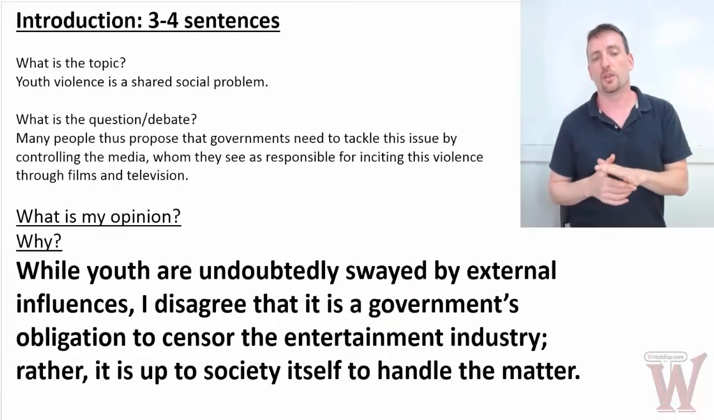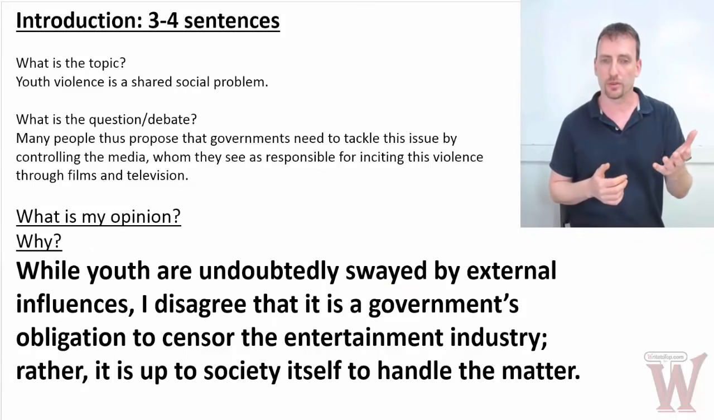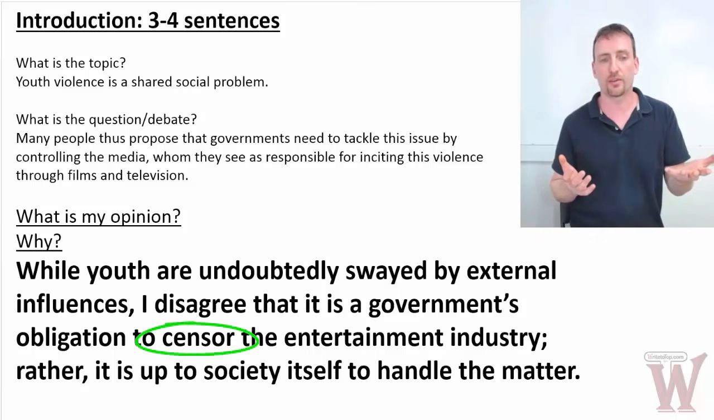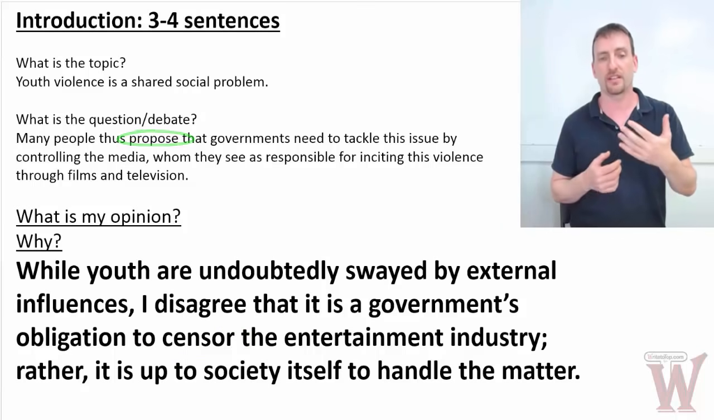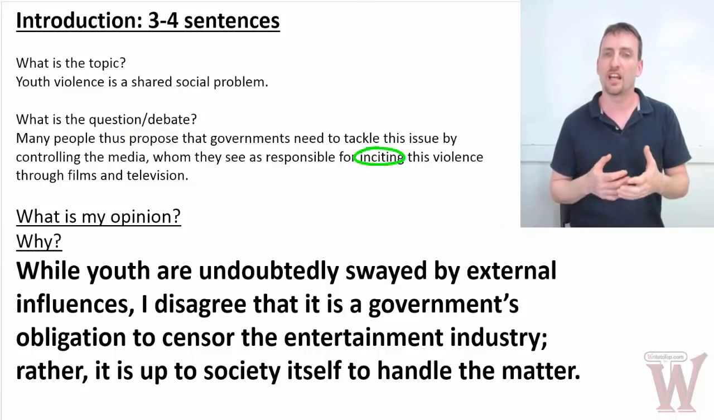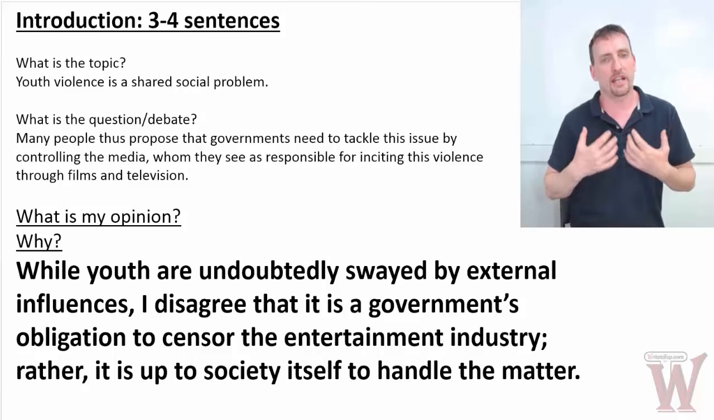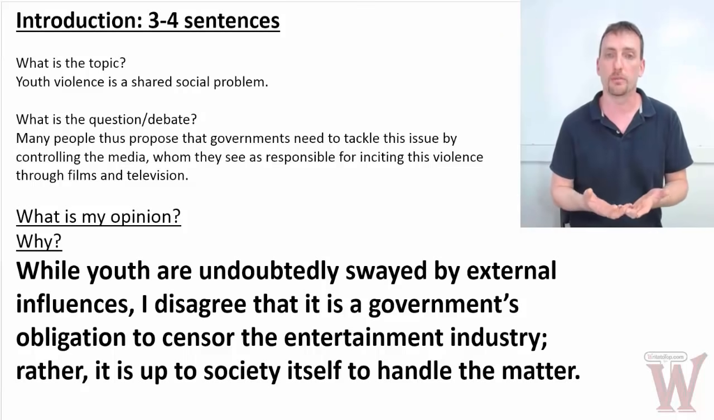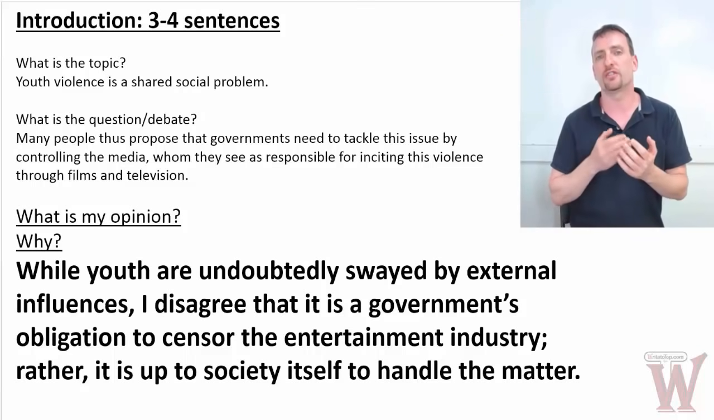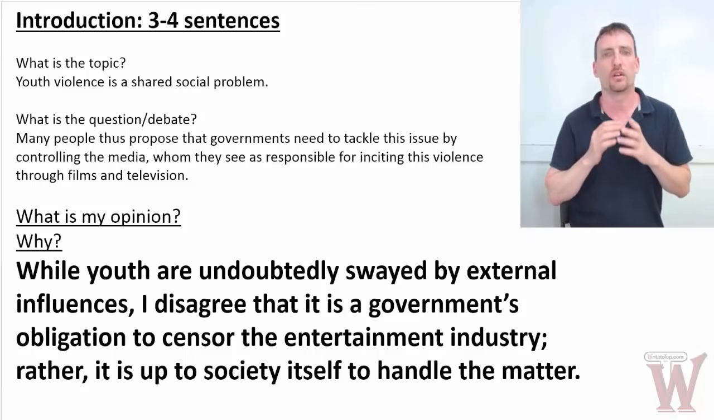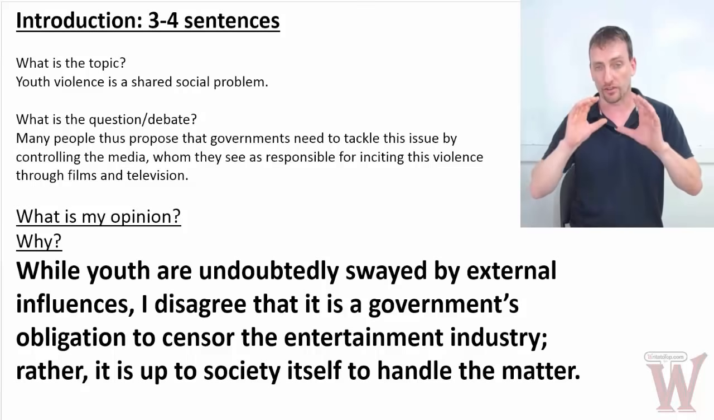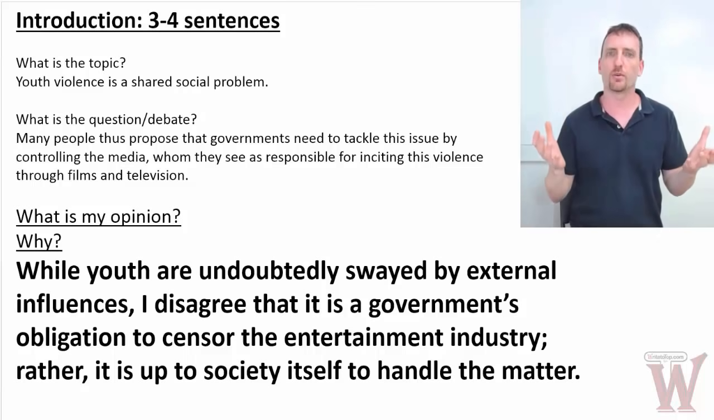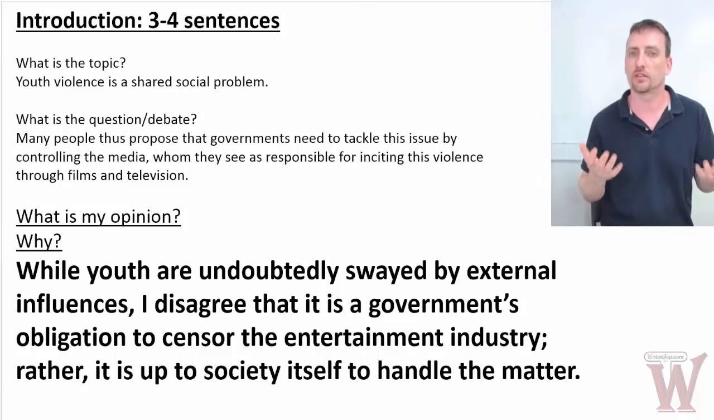Now, another thing you want to notice here, I'm using some high-end words. Swayed, for example, is a high-end word. Censor is a high-end word if you know it. Before, I used propose instead of suggest, I used inciting. These are all high-end words. Now, I know these words, okay? So I know how to use them. If you're not 100% sure of a word you're about to use, don't use it. Better to have simple words and be correct in your delivery of your message than have big words and make a mistake and not be clear to the reader.